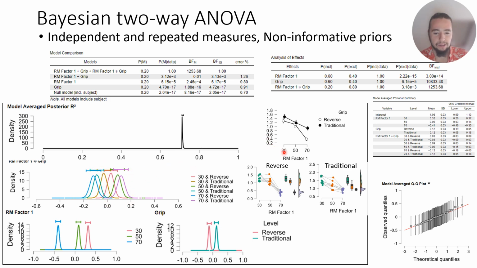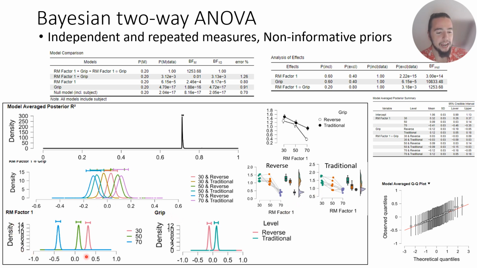And for example, 70 and traditional, that is the pink one, okay? It's against one of the blue, that is 70 and reverse, that is over here. So there's a great distance, okay? We have the rain cloud plots with linked dots. I think it's pretty illustrative and pretty visual.